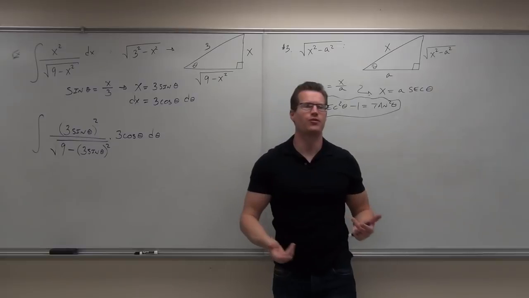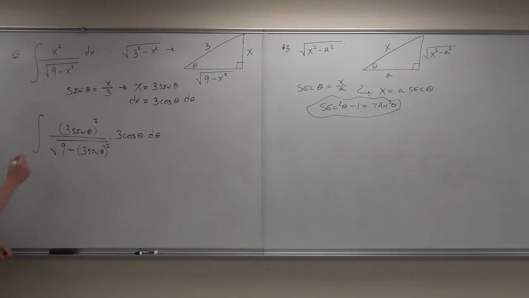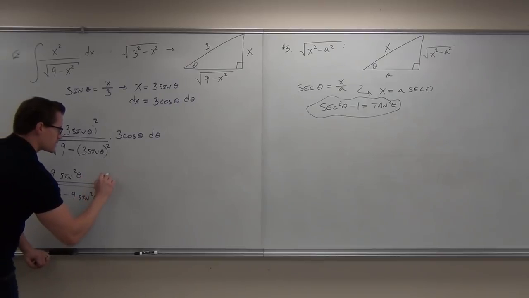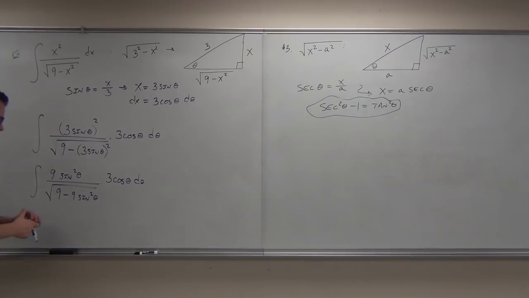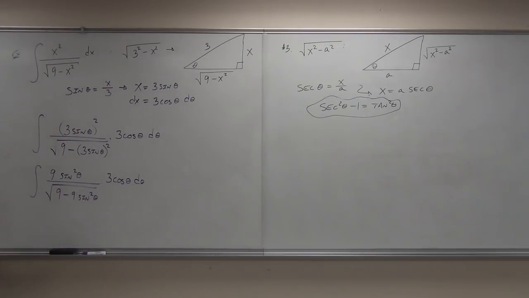Now it's just a matter of simplifying. Don't try to work with it now. Simplify what's going on here. So let's do it. This becomes 9 times sine squared theta. This becomes the square root of 9 minus 9 sine squared theta. And this is still 3 cosine theta d theta. We're just doing some algebra right now. Now here's the issue. This is almost an identity, but it's not. Why is it not an identity? The 9's are there. Well, let's factor the 9's. Yeah, let's factor that out.